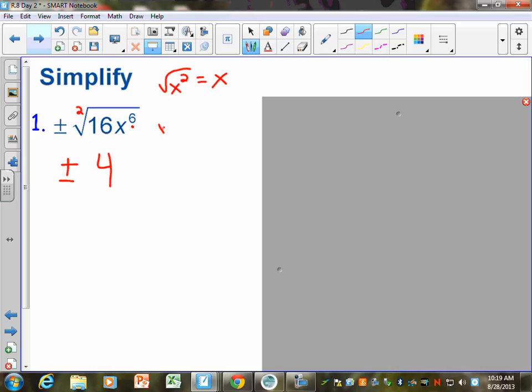You could write that as x squared times x squared times x squared. And the square root of each one of those would be x times x times x, or that's just x to the 3rd.